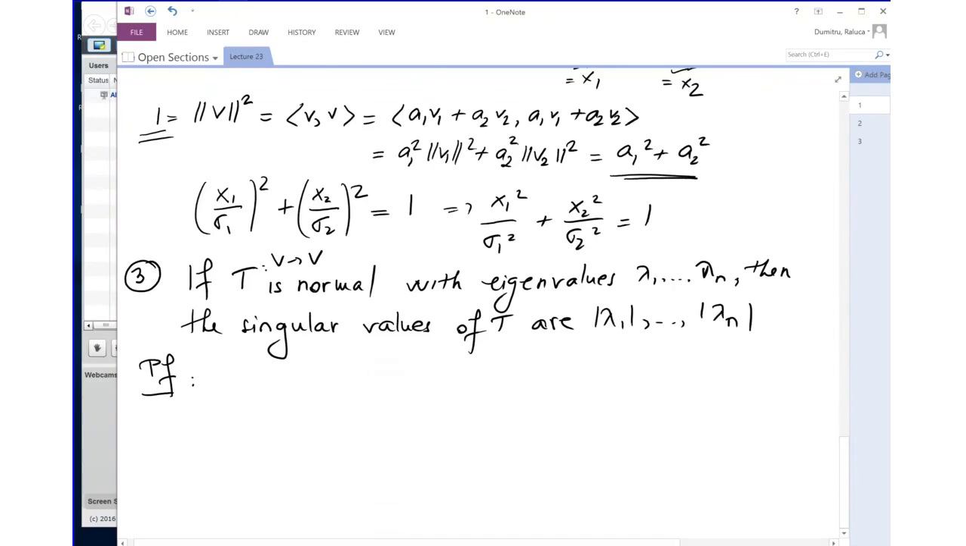So how do we find the singular values of T? We look at T star T, right? The eigenvalues of T star T. Well, let's just start with an eigenvalue of T. So let's say x is an eigenvector corresponding to some eigenvalue lambda i.